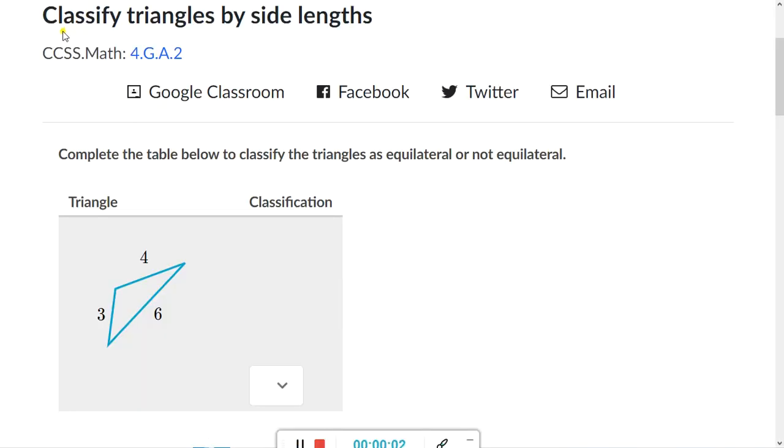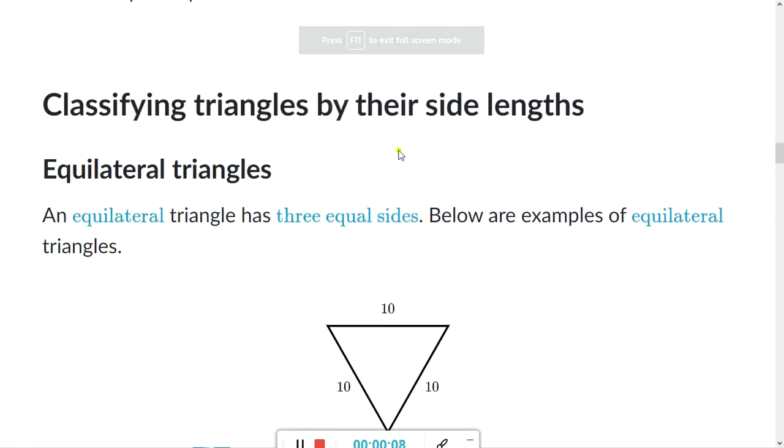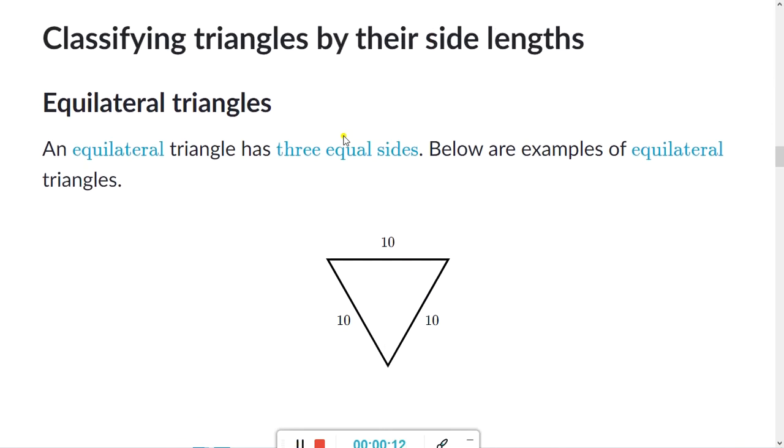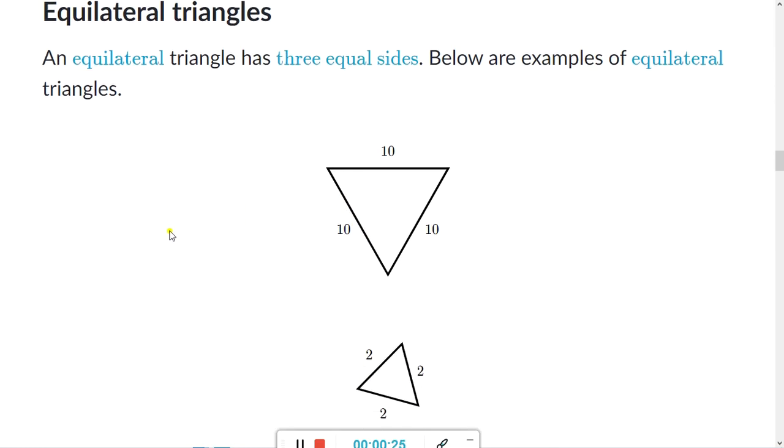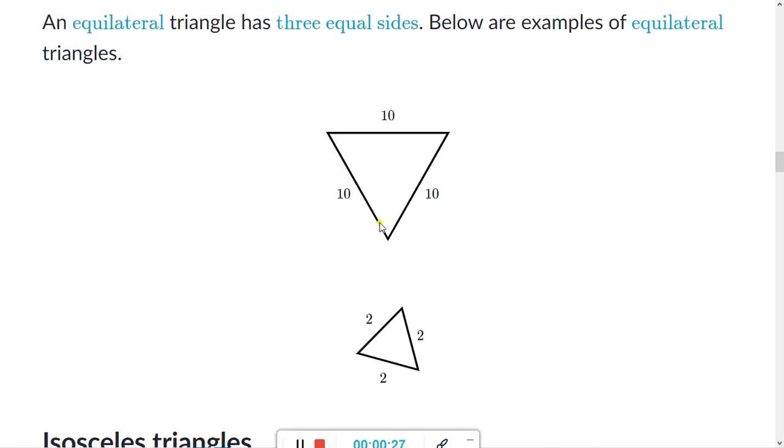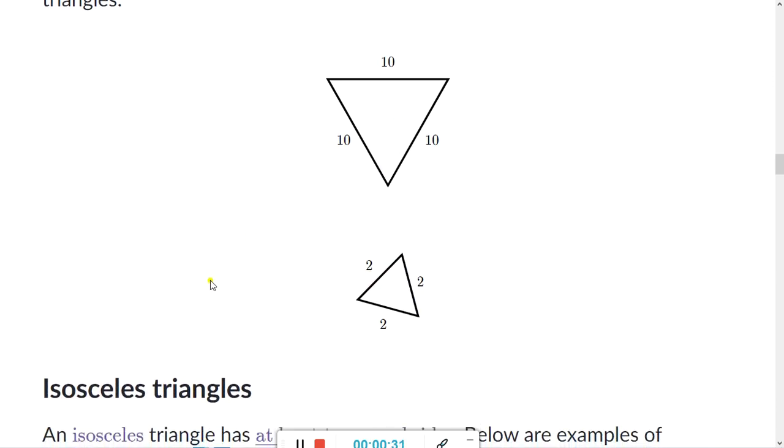This will be for the assignment, classify triangles by side lengths. So in terms of side lengths, there's three types of triangles. Equilateral triangles. An equilateral triangle has three equal sides. So if all three sides are congruent or equal, that is an equilateral triangle. So here they have all 10s, all 2s for the side lengths.